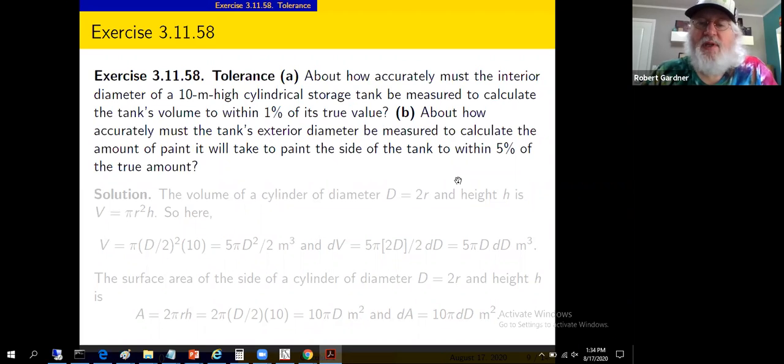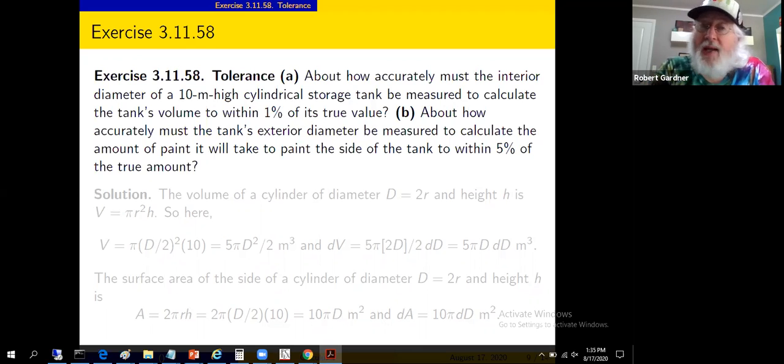Okay, this is a similar type question, really. They consider a cylindrical storage tank. Question is, about how accurately must the interior diameter of a 10-meter high cylindrical storage tank be measured to calculate the tank's volume to within 1% of its true value?